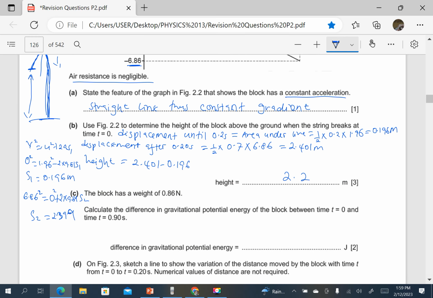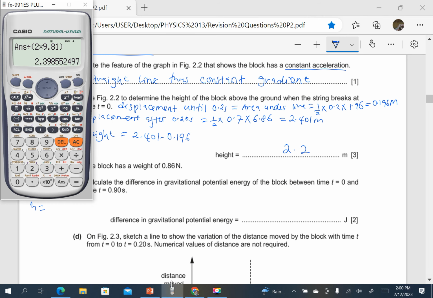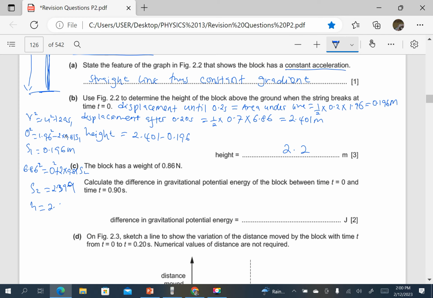Then we now find the difference. So the height h is going to be that difference. 2.399 minus 0.196, which is approximately 2.2. So that can work.